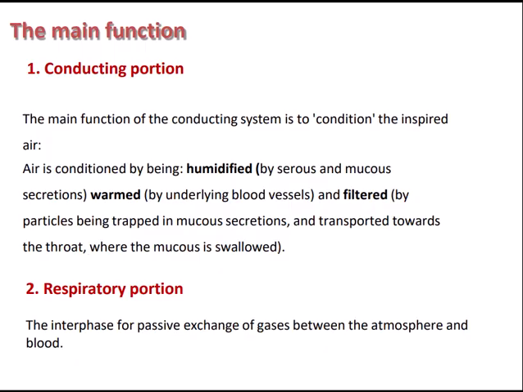We have the conducting portion and the respiratory portion. The conducting portion includes the nasal cavity, pharynx, larynx, trachea, bronchi, and bronchioles. They are mostly pseudostratified ciliated columnar epithelium, becoming simple cuboidal in bronchioles. The cells present are goblet cells, which secrete mucus, ciliated cells, basal cells, and club cells.